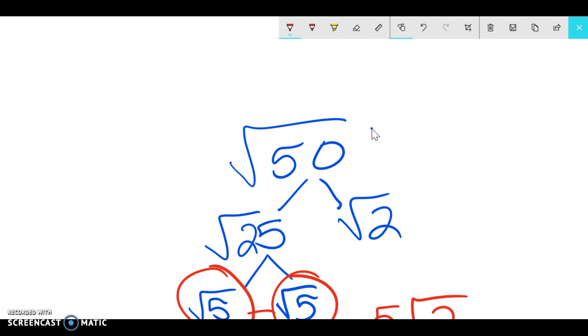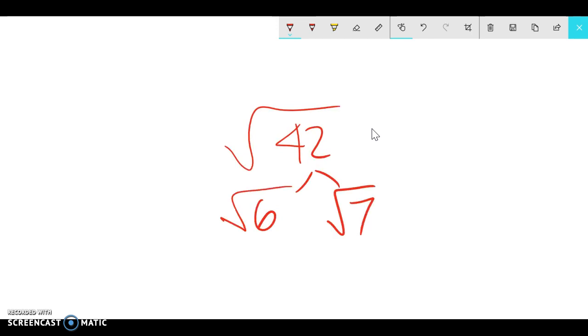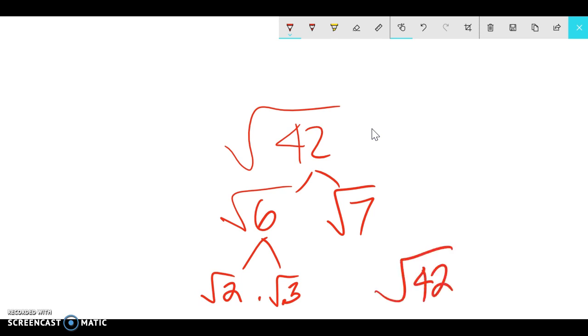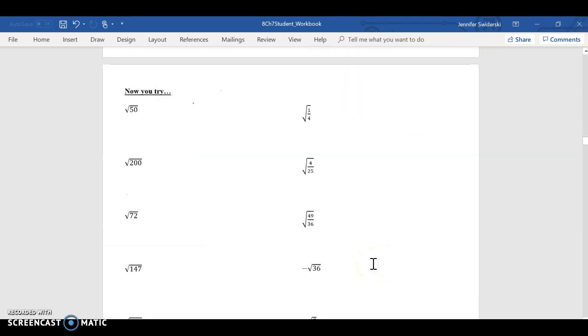Root 2 on the inside. Okay, what if I were to give you, let's say, square root 42? Well, this could be 6, right? This could be 7. 6 can be broken down to square root 2 times square root 3. Hey, are any of these buddies? No. So that's just going to stay the square root of 42. Okay. So let's scroll down below and try a few more.